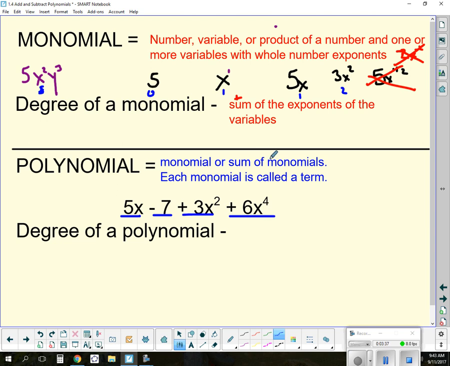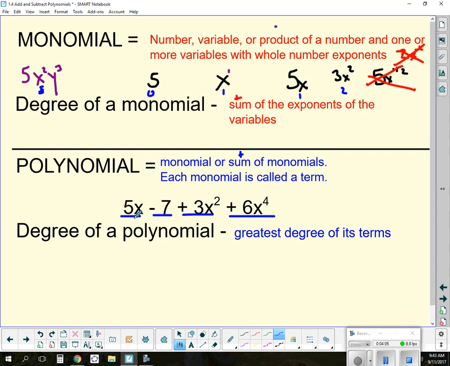So if you take monomials and you start putting them together with addition or subtraction signs, that creates a polynomial. We call each of those underlying monomials a term. Okay, so once we take monomials, turn them into polynomials, then we have terms in those polynomials. The degree of a polynomial is the greatest degree of its term. So you want to look at each term separately and find the degree.